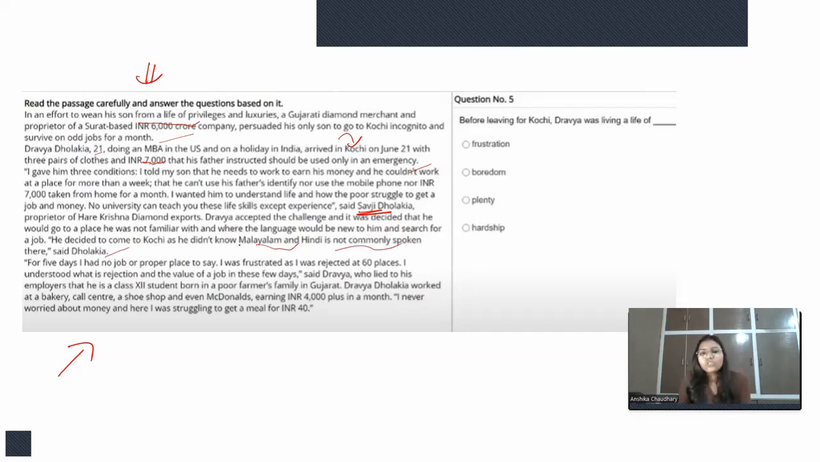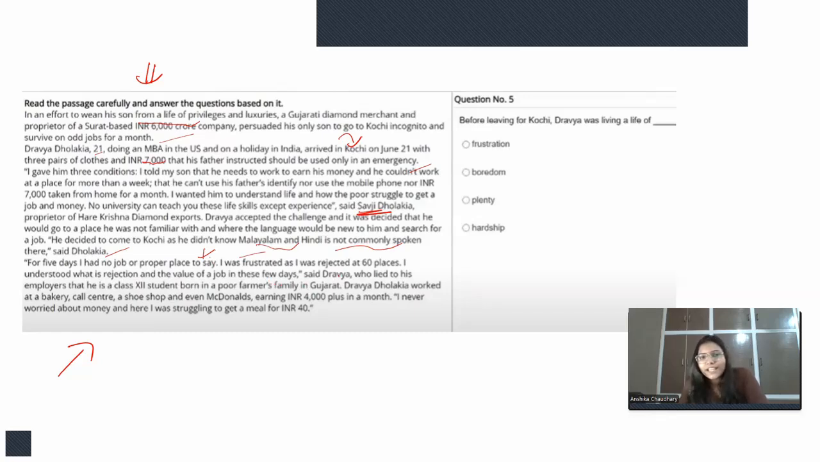So the son decided that he would go to a place where he is completely new and does not even know the local language. He decided to go to Kochi as he was not familiar with Malayalam, and Hindi is not commonly spoken by the Kochi people. Now, for 5 days, I had no job or proper place to stay. So now the son is telling that for 5 days he had no job or proper place to stay.